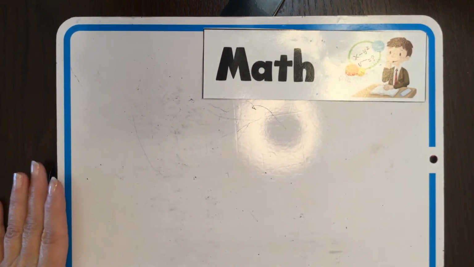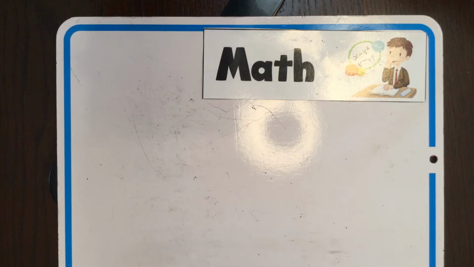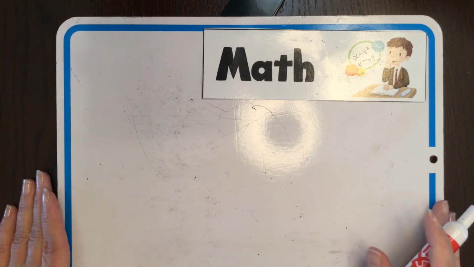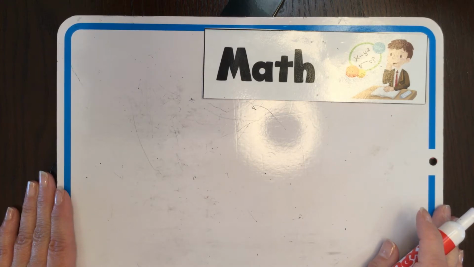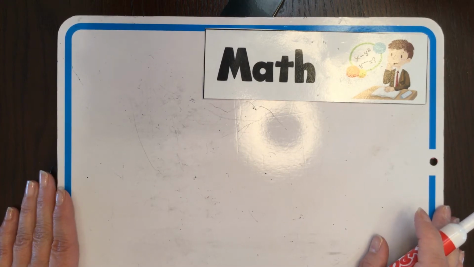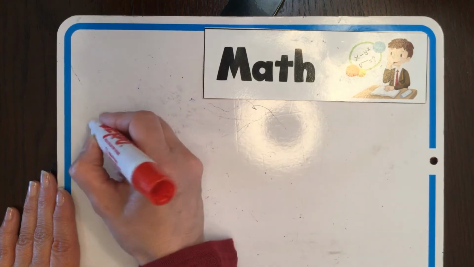So my first question says this: I had 12 crayons. Jack had 6 crayons. How many crayons altogether? The first thing I can think about is, what were the important numbers? Well, I had 12 crayons.